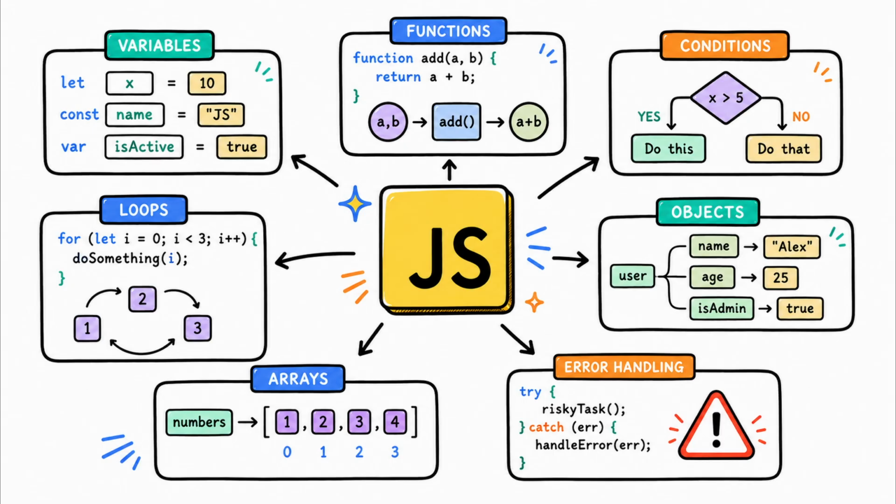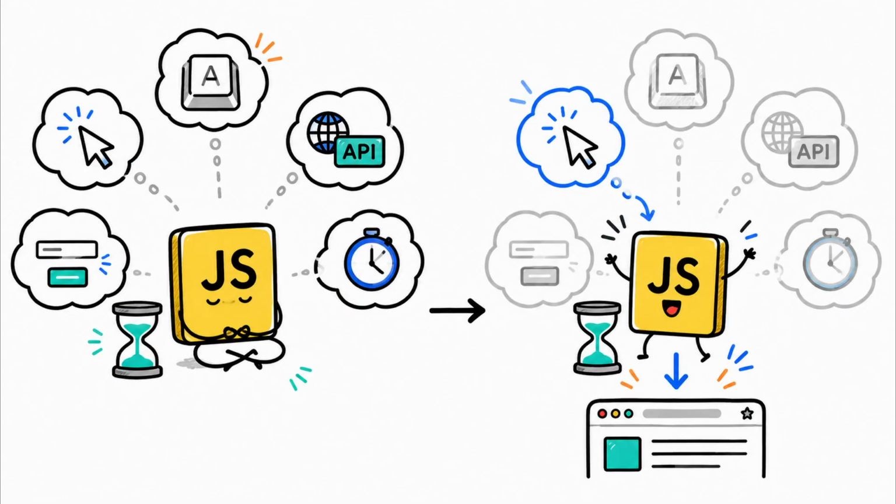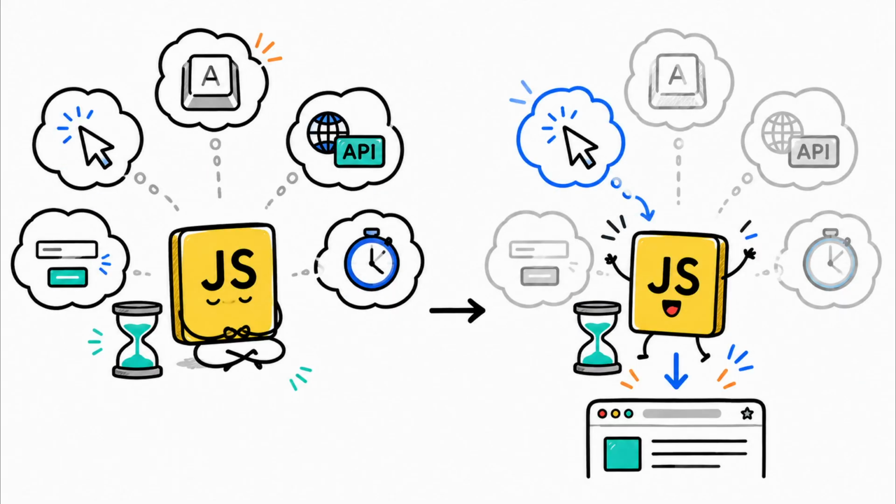As a programming language, JavaScript includes many familiar building blocks. Variables store information, conditions allow the program to make decisions, loops repeat instructions, functions group reusable code, arrays store lists of values, objects organize related information. JavaScript is also event-driven. This means that it can wait for something to happen and then respond. A user clicks a button, a key is pressed, a file finishes downloading, a server sends new information. JavaScript waits for these events and reacts to them.